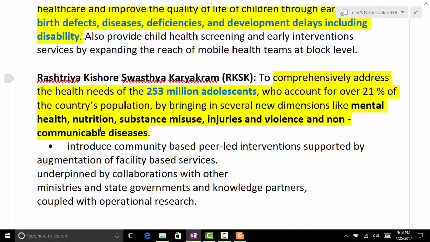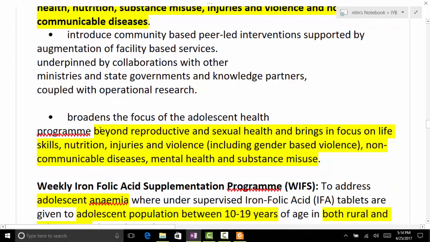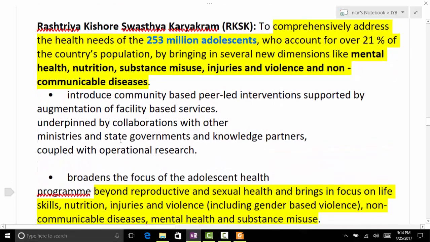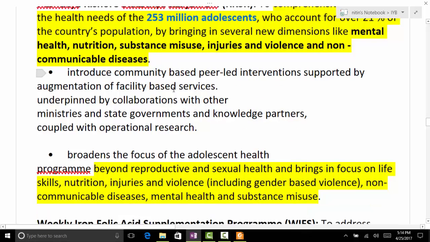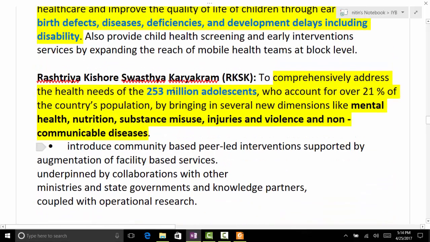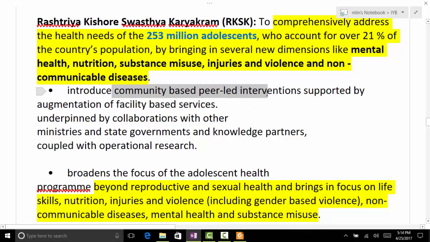So what is substance misuse? Substance: drugs, narcotics. Okay? Then it broadens the focus of the adolescent health program beyond reproductive and sexual health and brings focus on life skills, nutrition, injuries and violence, including gender-based violence, non-communicable disease, mental health and substance misuse. So these are the important components of the Rashtriya Kishore Swasthya Karyakram. Another important component is that it is community-based and peer-led intervention. So these are the three basics. It is a new program, so it has importance.